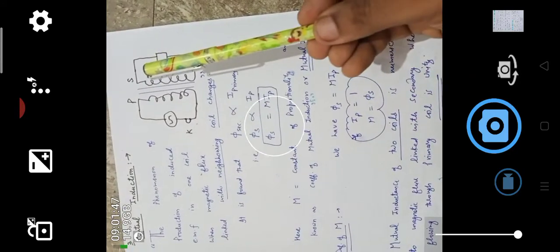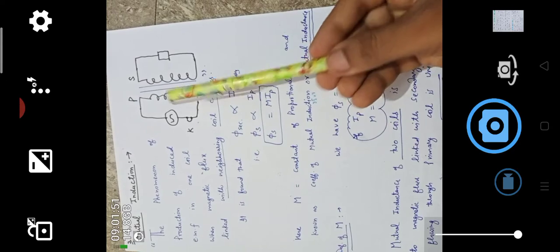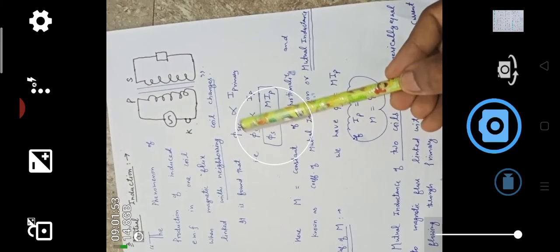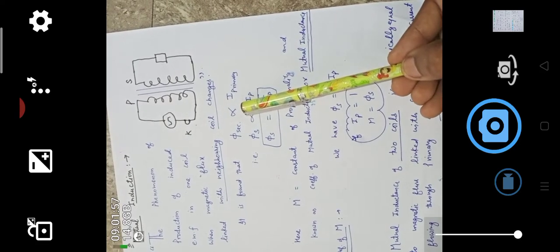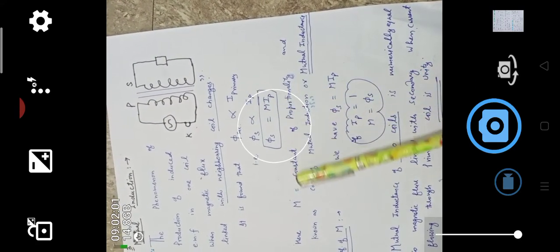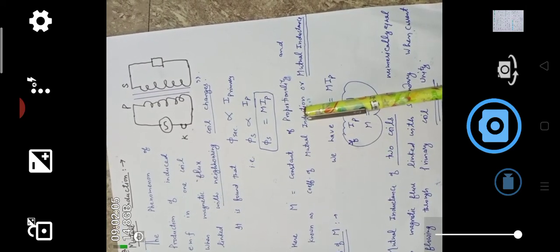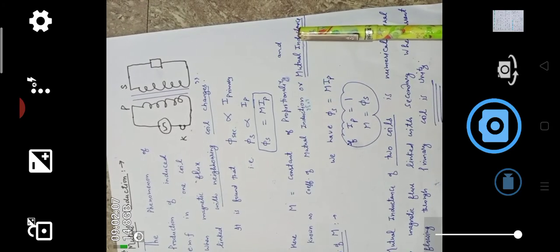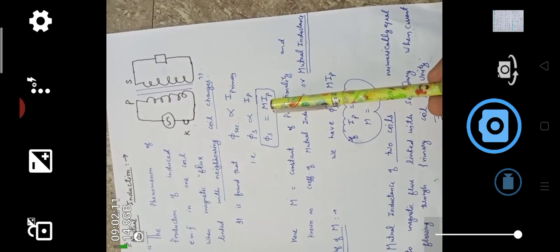So it is found that flux linked with secondary depends upon the current flowing through primary. See here, flux in the secondary depends on current in primary. Directly proportional. Remove the symbol of directly proportional, equal to M. What is M? Constant of proportionality, and is known as coefficient of mutual induction or mutual inductance. M is the symbol of mutual inductance.